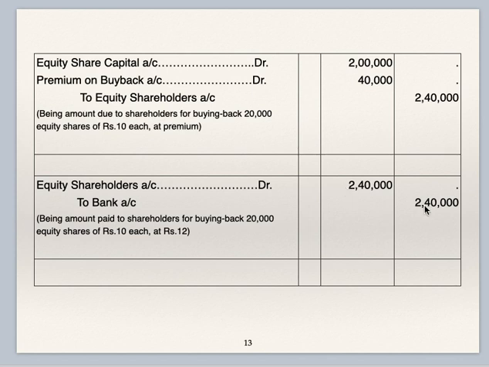Equity shareholders to bank. This is to show amount paid to equity shareholders for buyback of 20,000 equity shares of 10 each at rupees 12. So equity shareholders account gets cancelled here.